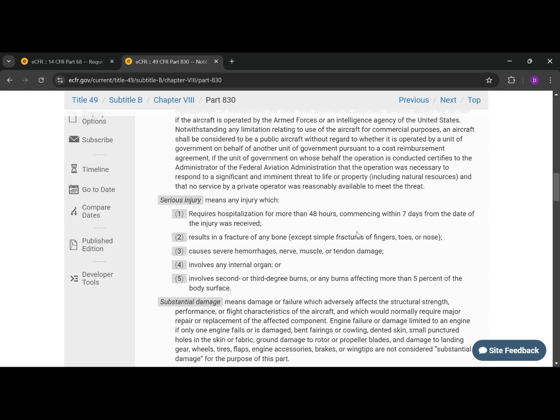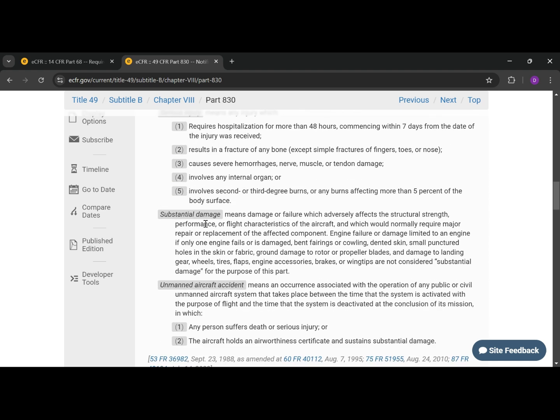So I think 5, 4, 3, and 1 makes sense, but this section is saying you could break all 10 fingers, all 10 toes. You can break your nose. You can smash your face into the dash of the plane, and that doesn't count as a serious injury. So I just find that funny.